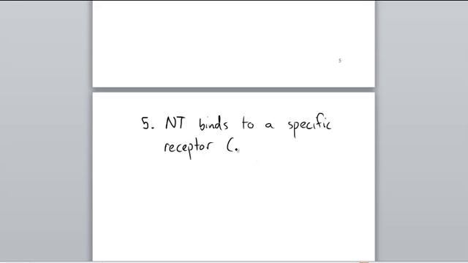We're going to write this on the next page because it won't all fit on this page. The neurotransmitter NT binds to a specific receptor. So different neurotransmitters have different receptors, but they are mostly of the same class. They are what we call ligand-gated ion channels.